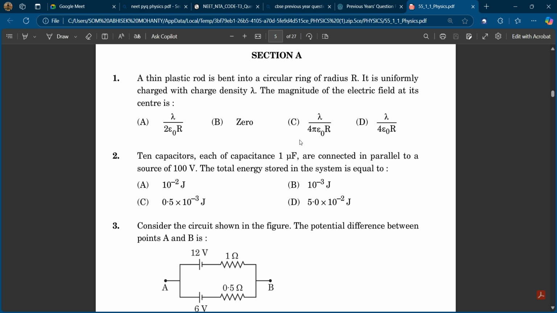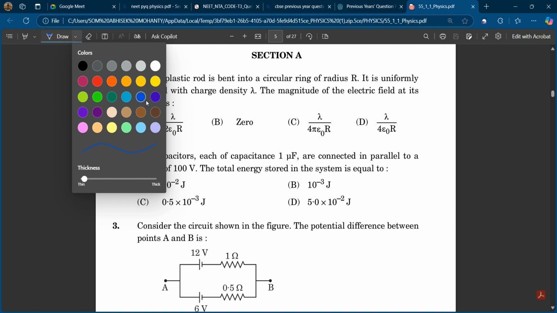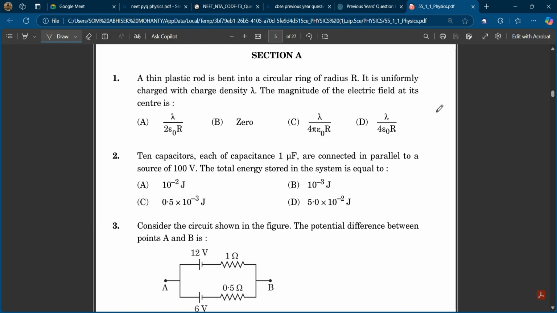Okay, so I would urge you to also solve along with me so that it will be really helpful. Otherwise, there is no point. Okay, so let's start one by one. We'll do the questions. All right. So this is the first question.